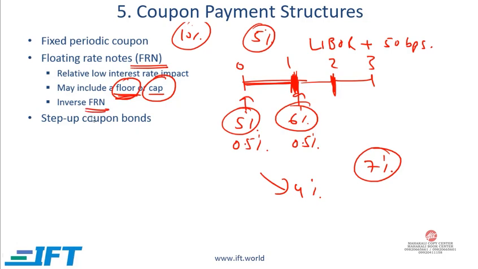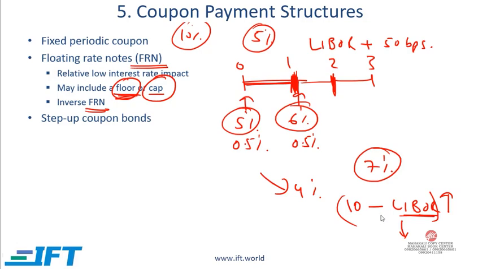We also have something called an inverse floating rate note. This simply means that the coupon payment is some number minus the reference rate. So it's called inverse because if the reference rate goes up, then the overall payment, 10 minus LIBOR in this case, comes down. So there is an inverse relationship between the payment made and the reference rate.